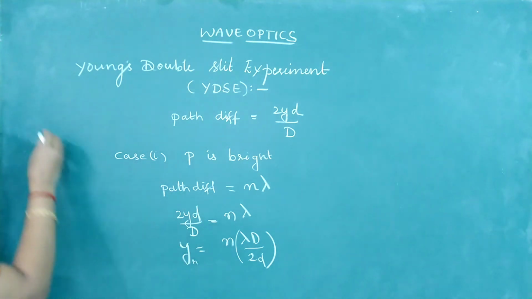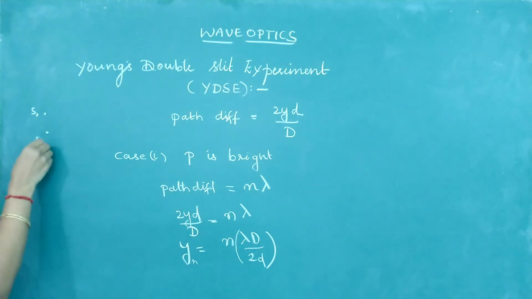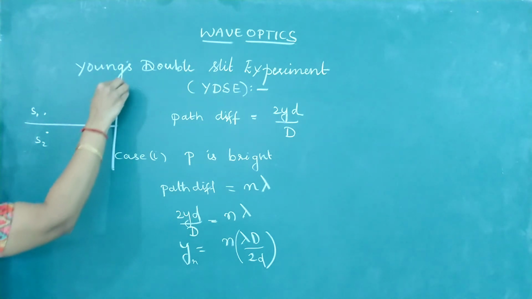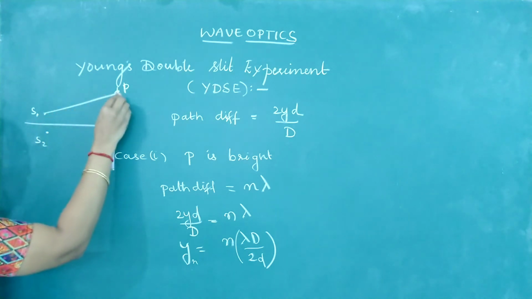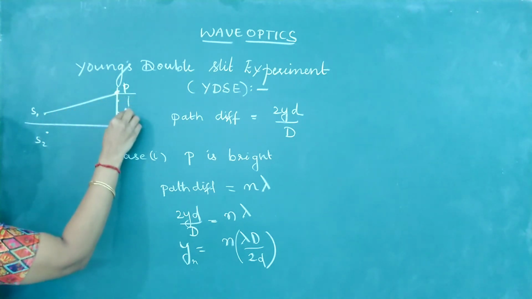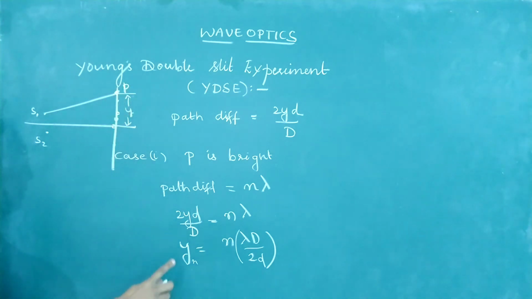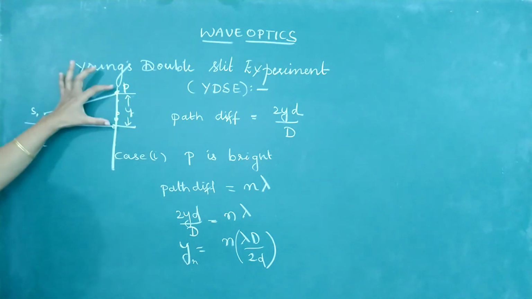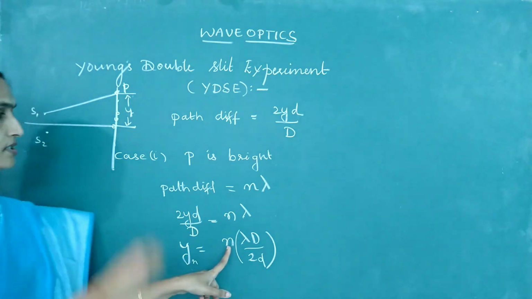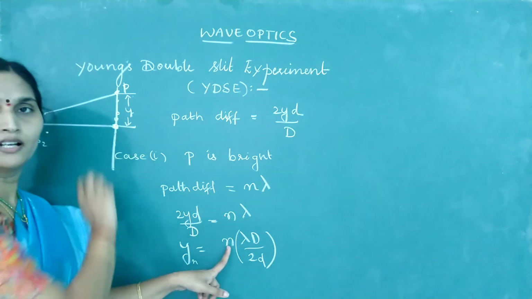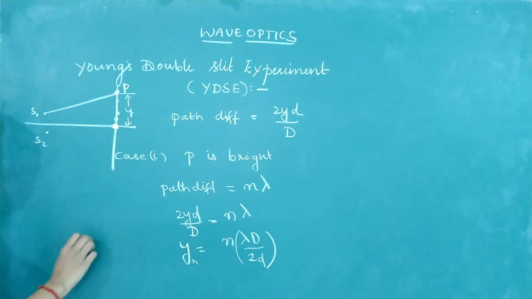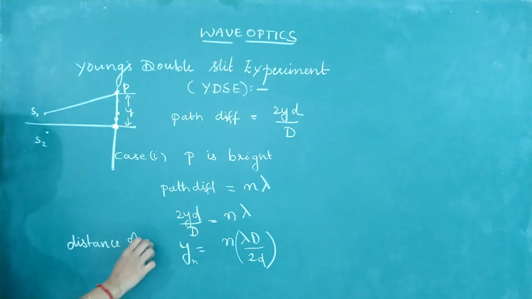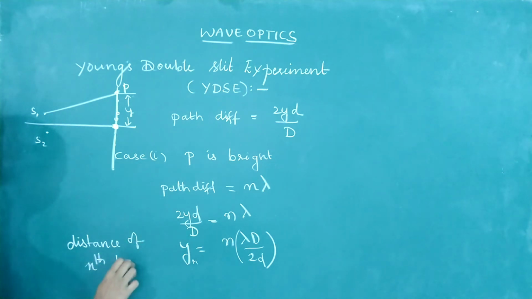If you go back to the diagram, if these are the two slits S1 and S2, this was the point P we have selected where alternate dark and bright bands were observed. So this point P, if it is bright, did we call this distance y? What does this yn give you? The distance of the nth bright fringe, and we call this point the central fringe. So from the central fringe, yn is going to give me the distance of the nth bright fringe.